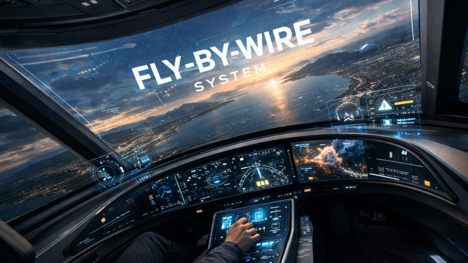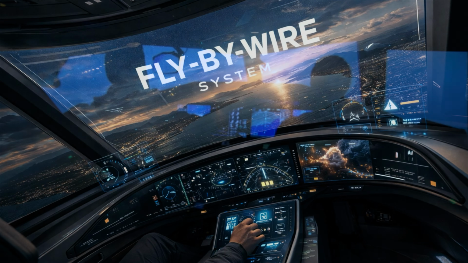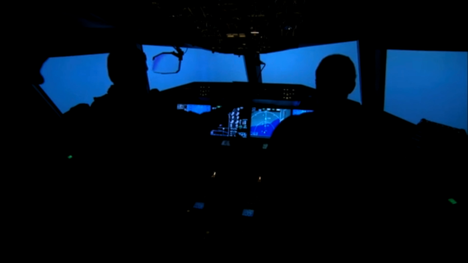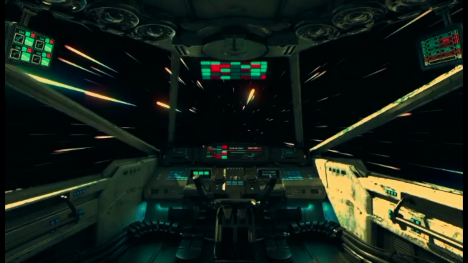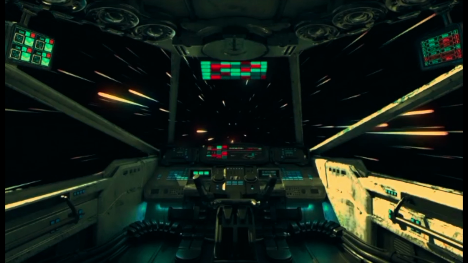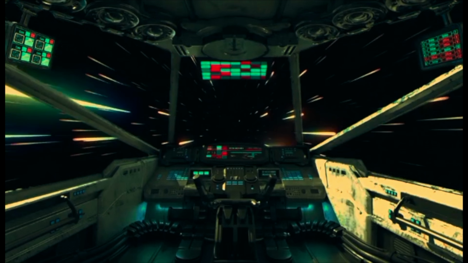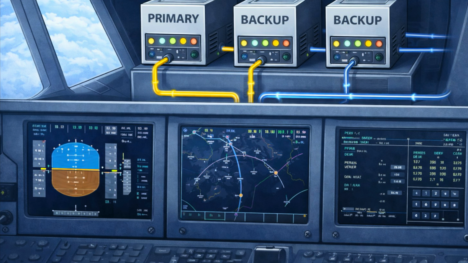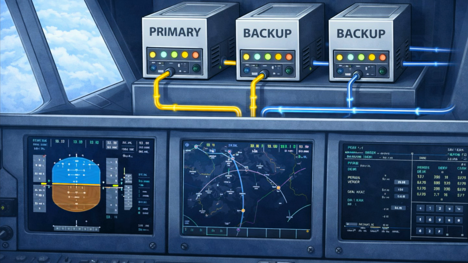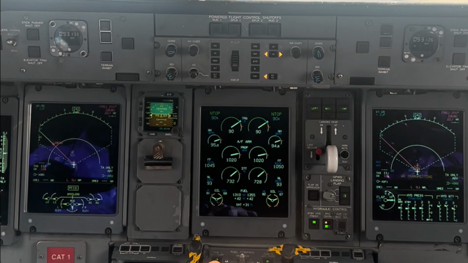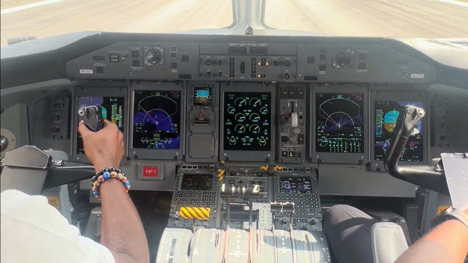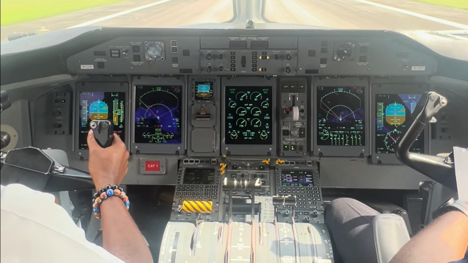At its simplest, fly-by-wire means that the pilot no longer moves the aircraft directly. When the pilot moves the control stick or yoke, that movement is converted into an electrical signal. That signal travels to flight control computers, and those computers decide how the aircraft should respond in the safest and most efficient way before any surface on the aircraft actually moves.